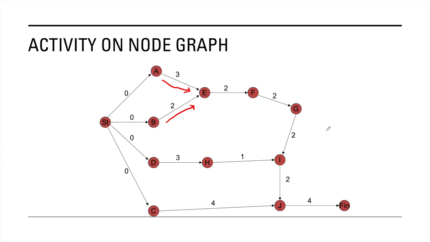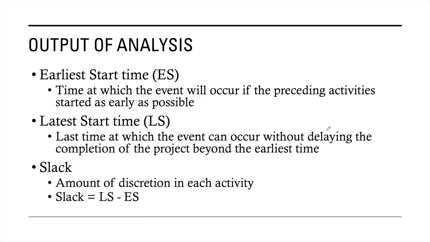Now that we have the graph for the base problem, what is the output of a Pert-Cpm model? There are technically three main outputs of the Pert-Cpm model. First, we shall call it ES, or the earliest start time. Earliest start time is the time at which the event will occur if the preceding activity started as early as possible. I think it's easy to understand what earliest start time is. It's the earliest start time of a particular activity.